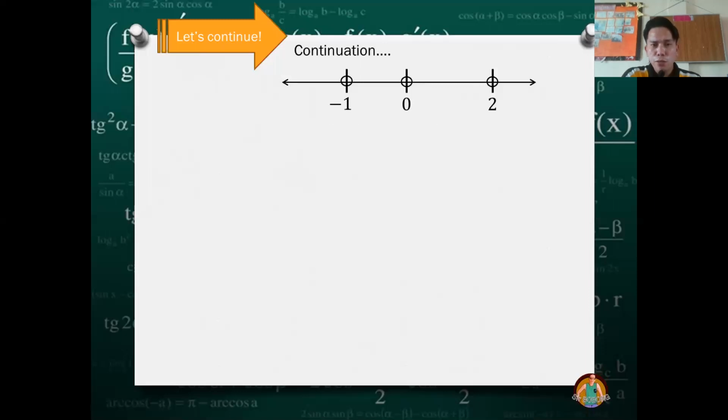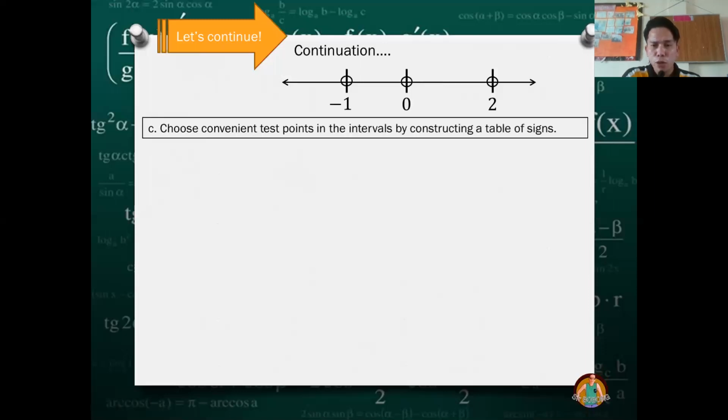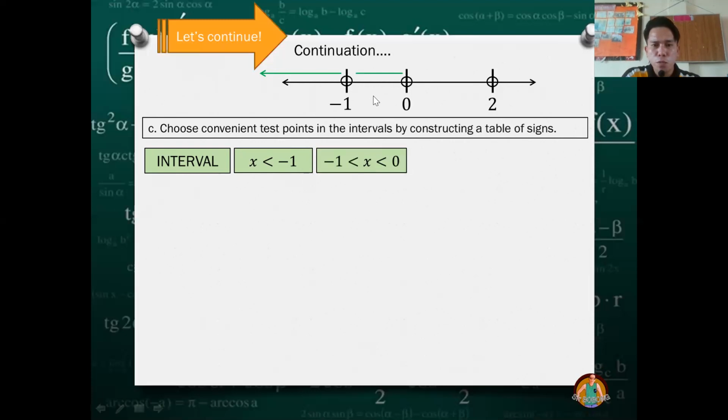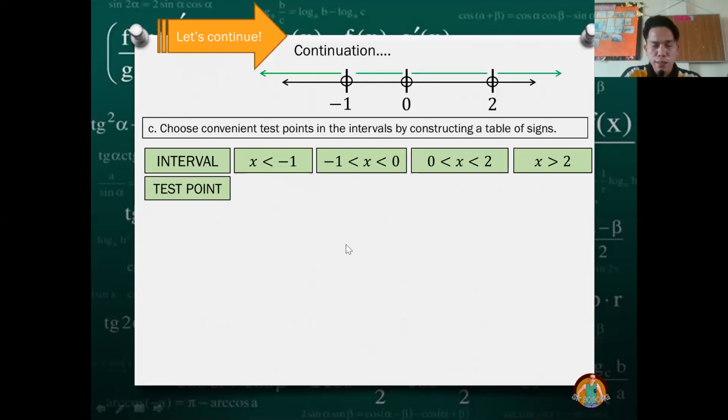So we will now have our table of signs. Okay? So our intervals based on our number line. So apat yan, no? So our x is less than negative 1. Our x is greater than negative 1 but less than 0. Ano pa? Ito, our x is greater than 0 but less than 2. And of course, our x is greater than 2. So, marunong kayong gumawa ng interval? Okay, ganoon siya. Next, test point tayo.